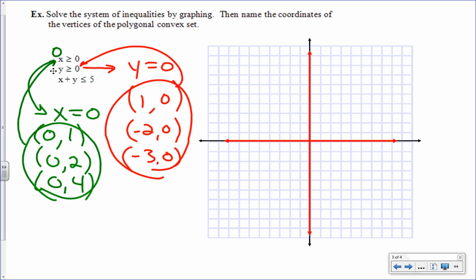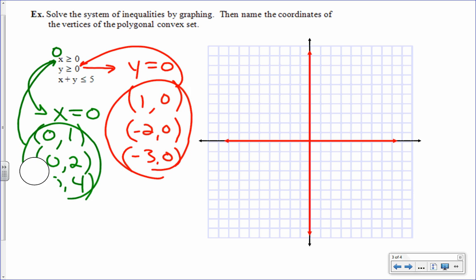No, x equals a number is your vertical line. Y equals a number is your horizontal line. Exactly, the x-axis, exactly. Yeah, that's why people get it confused. And that's why I give you a strategy here of just picking points that make it true and then graph them. That's probably the easiest way to do that.